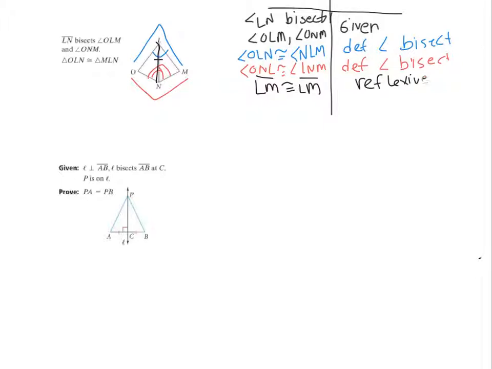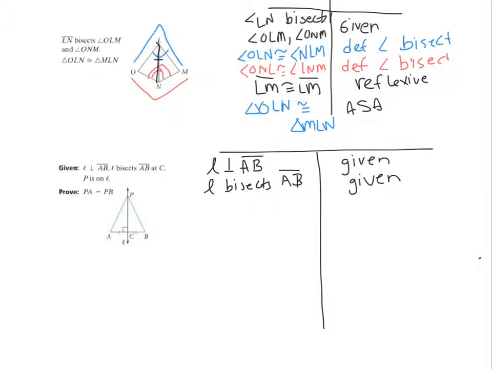So now I do have enough information to write that the triangles are congruent. Triangle OLN is congruent to triangle MLN because the side that is in between the two angles, the sides are congruent. So this is angle, side, angle. The side is between the two angles.